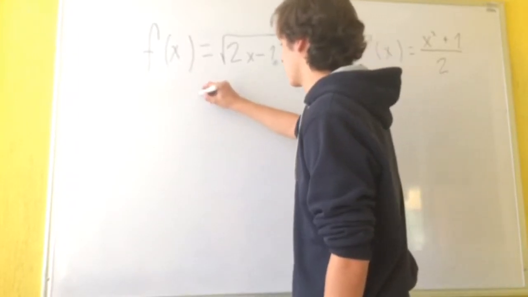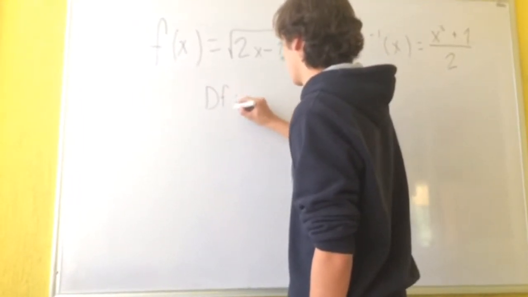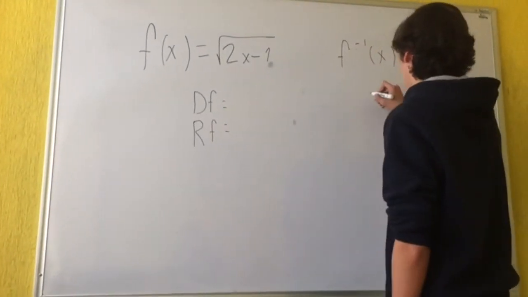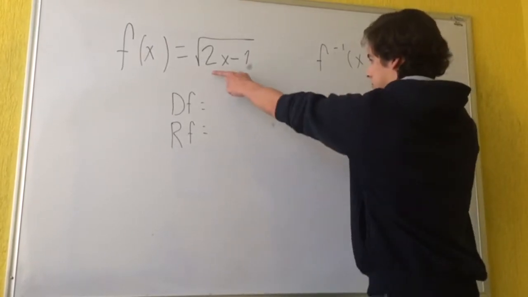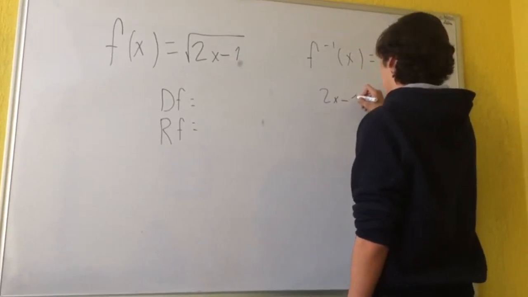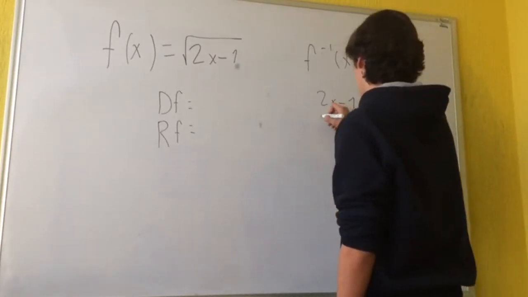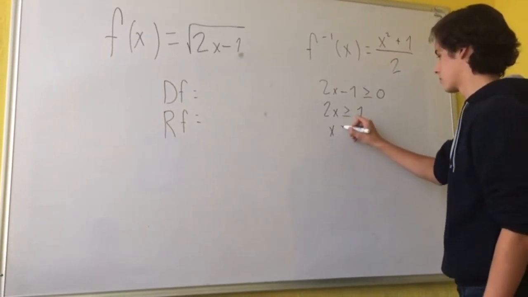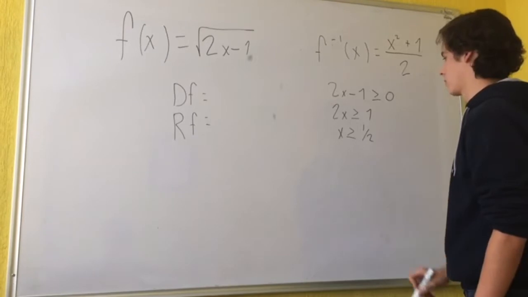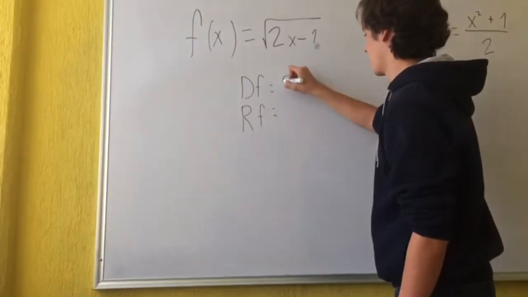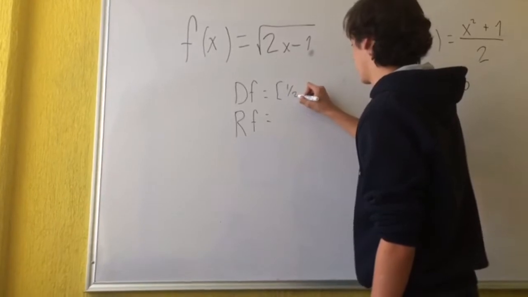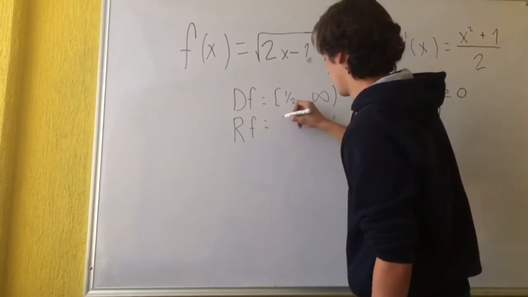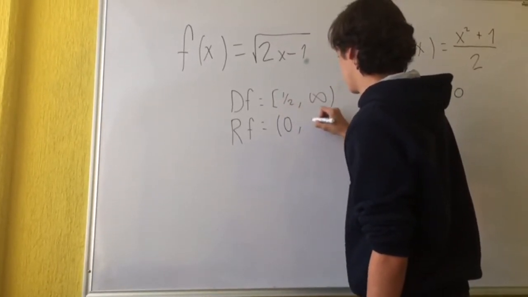Next, we are going to get the domain and range. To do so, the first thing we need to do is take the expression out of the radical and specify that it is greater than or equal to 0. Then we solve for x. Once we've done that, we know that our domain, in this case, goes from 1/2 up to infinity, and our range, given the fact that there is no other term outside of the radical, goes from 0 to infinity.